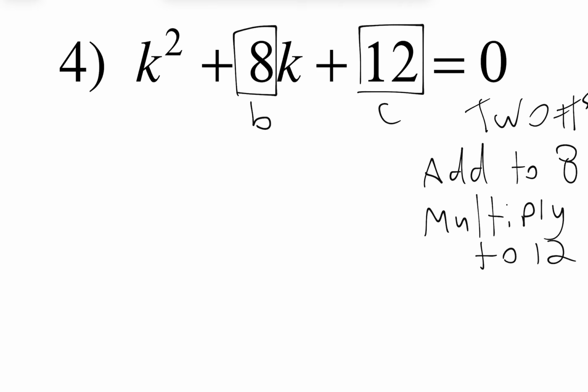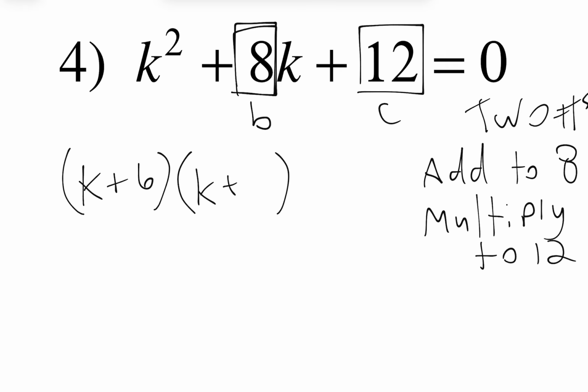Okay, so how many ways can we multiply to 12? There's 12 and 1, there's 3 and 4, and there's 6 and 2. But 6 and 2 add to 8. So let's use those. We can write it as two factors. It will always start the same with your variable in the parentheses. In this case, it is a positive 6 and a positive 2 that multiply to 12 and add to 8.